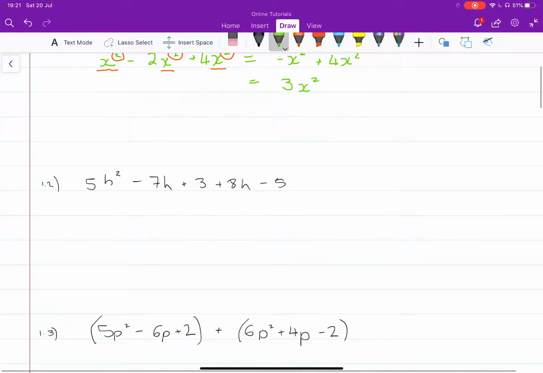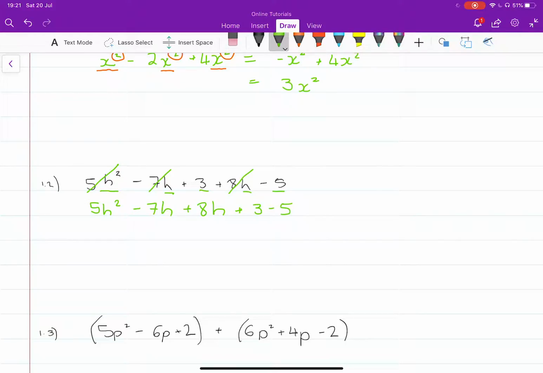Okay, if we look at the next question, here we actually have h squared, we have h's, and then we have things which we can call constants which have no h values. So the first thing in questions like this is to group things with similar variables and similar exponents. So firstly, let's start with the highest exponent. So 5h squared, there's no other h squareds. So we go on to minus 7h. Now we look here, there's another h, so we add it, plus 8h. Okay, we've dealt with that. Now what's left is plus 3 minus 5.